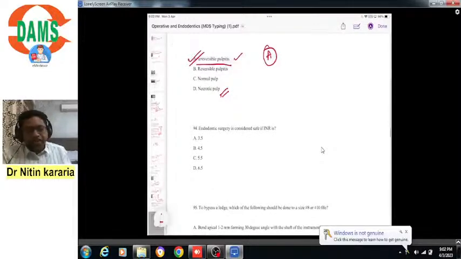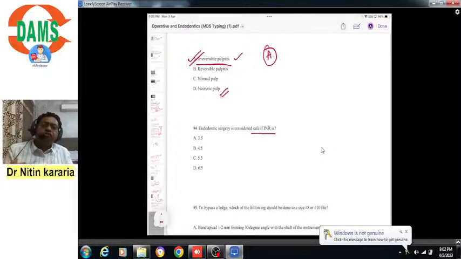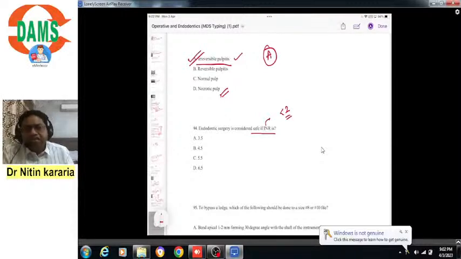Now this is something related to endodontic surgeries. Considered safe is INR is... INR is International Normalized Ratio. Instead of the prothrombin time, we measure the coagulation cascade by INR, and ideally it should be less than 2 in a normal person. But it is considered safe when it is up to 3.5 to 4.5, so we stick to option A.